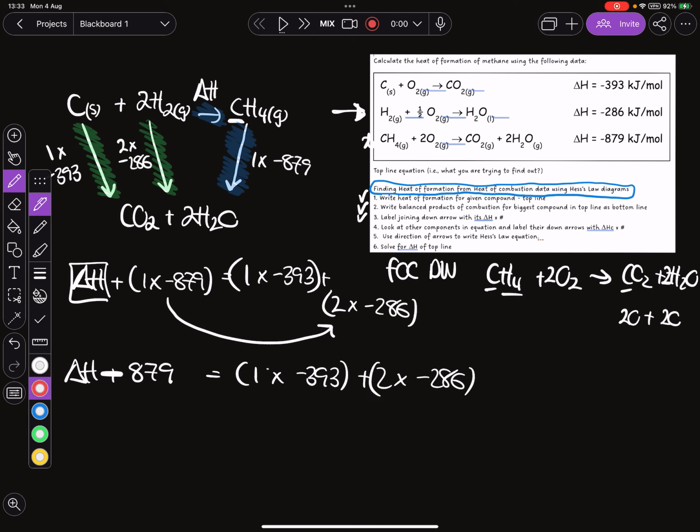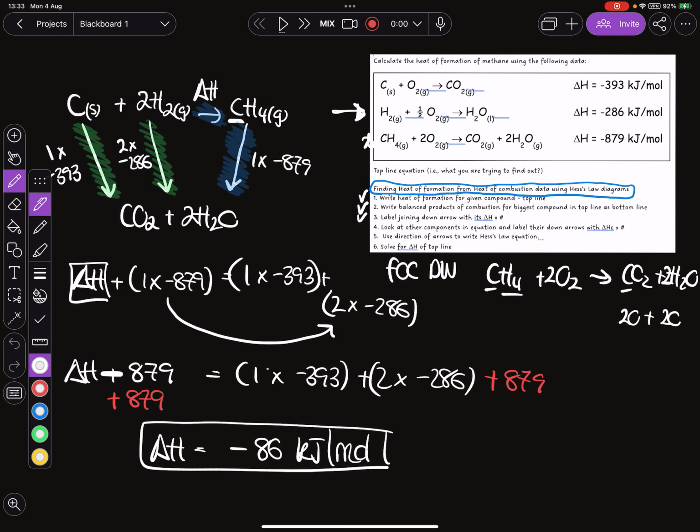And if I now wish to get this 879 to the other side, I have to add 879 to both sides. And when I've done that, I am just going to solve it, put it into my calculator as it is, brackets and everything. And when I have done that, I should end up with minus 86 kilojoules per mole. And this is my final answer.